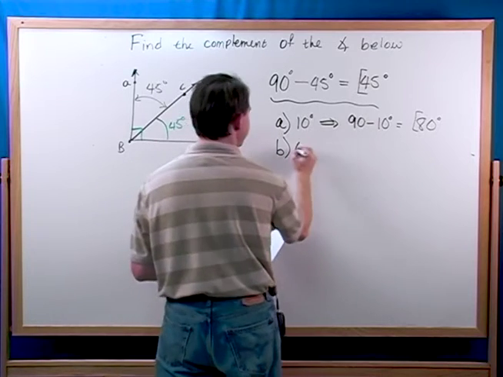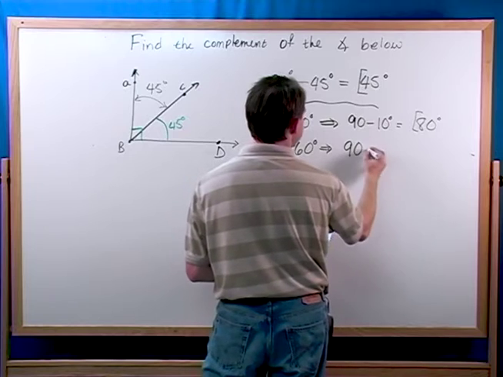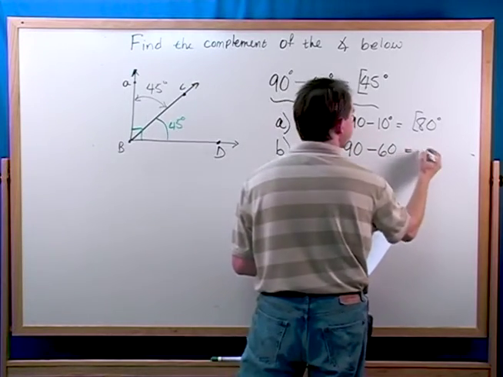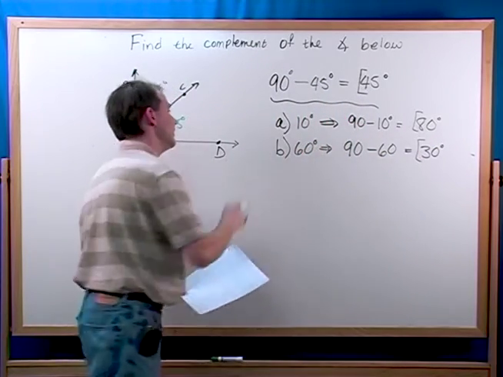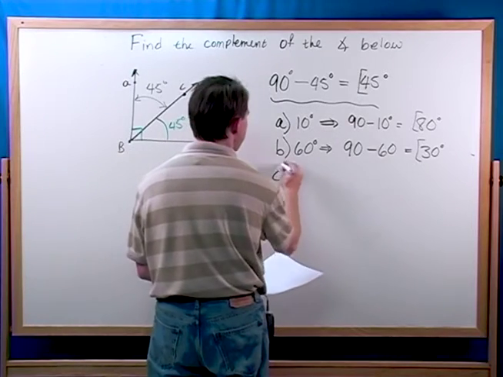What is the complement of 60 degrees? You find that the same way. You take the 90 degrees, subtract the 60 degrees off. What are you left with? It's 30 degrees. So 30 degrees is the complement of 60 degrees because if you add them up, it gives you 90. And then just one last one.